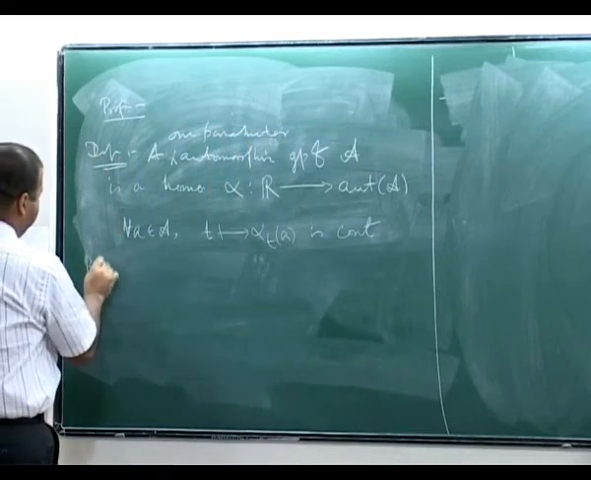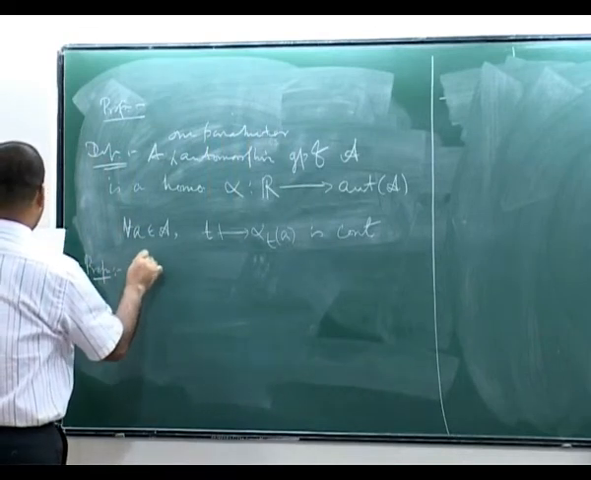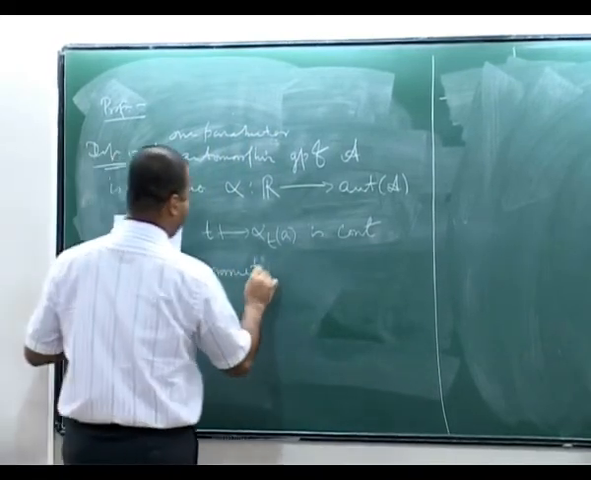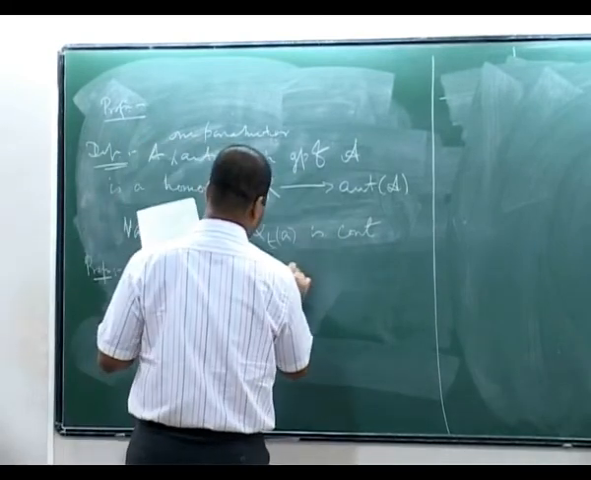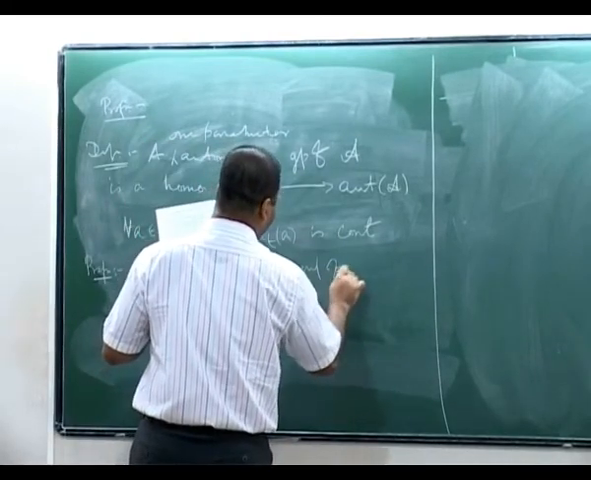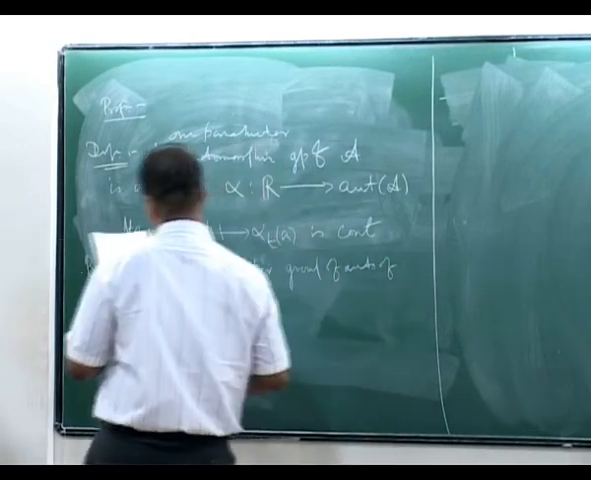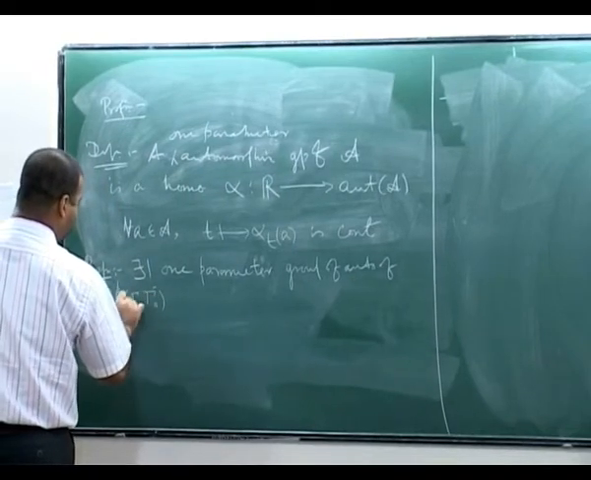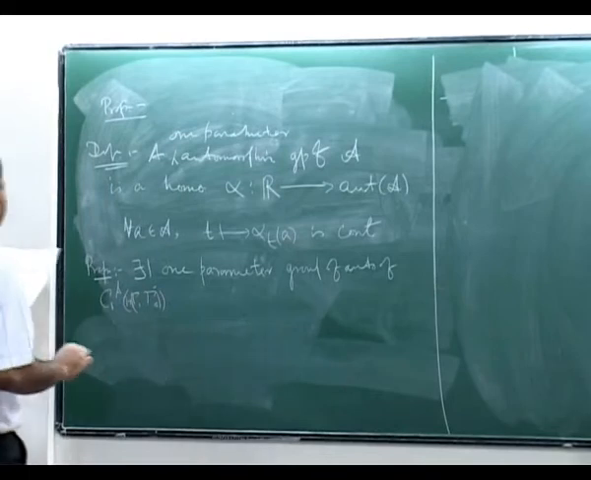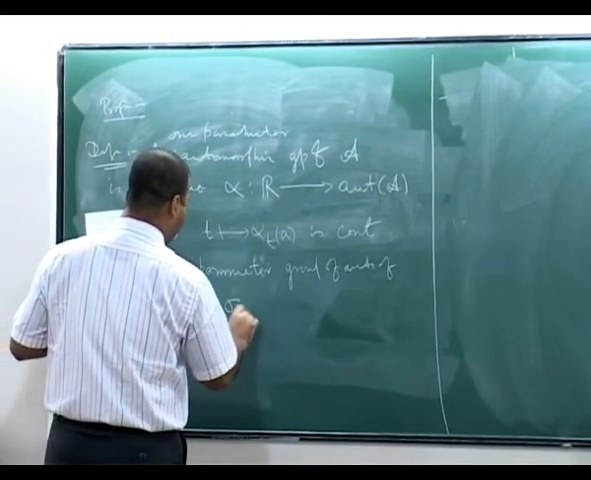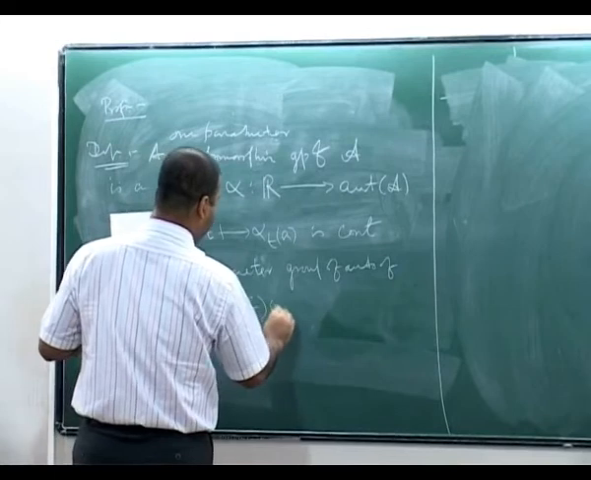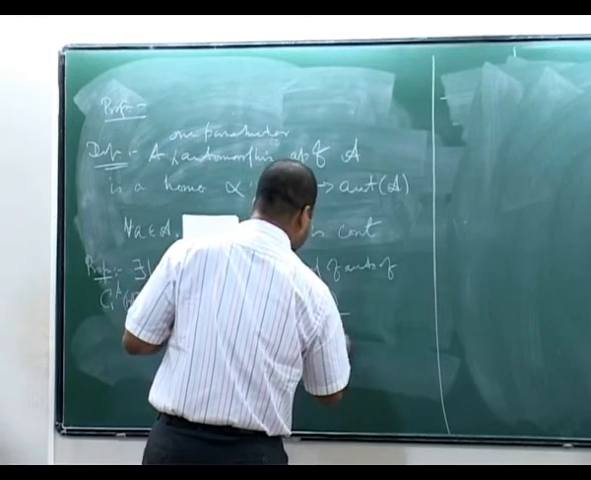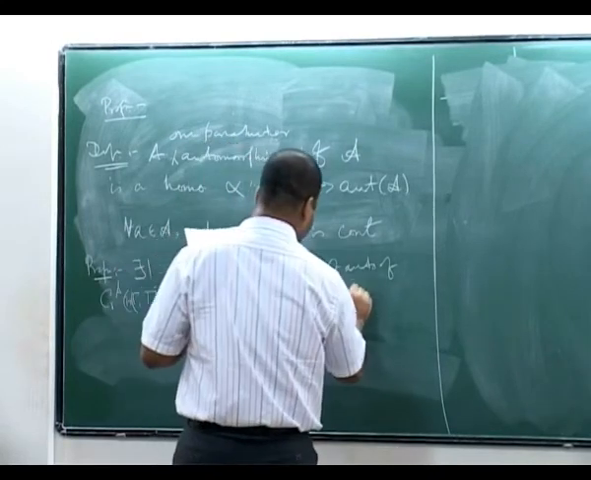Then the proposition is the following: there exists a unique one parameter group of automorphisms of C_R star such that sigma_t of f at gamma equals, so kind of this comes with its spectral decomposition.